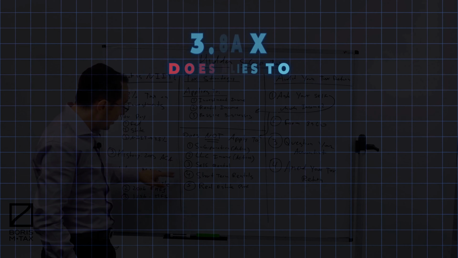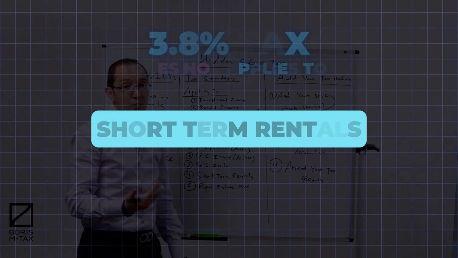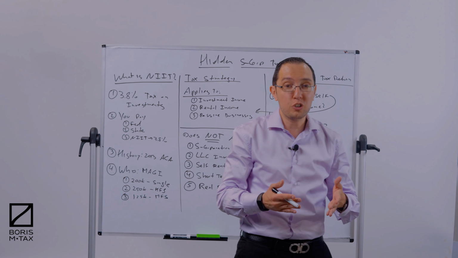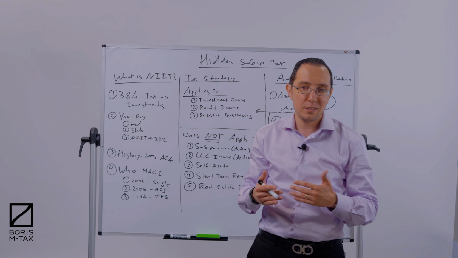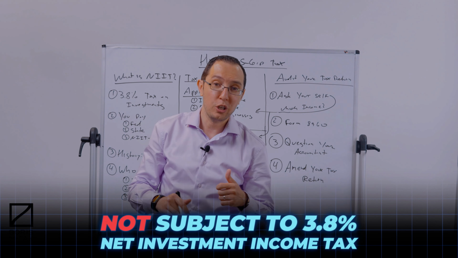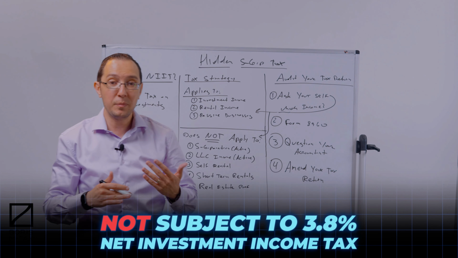Now, let's move on to short-term rentals. If you have a short-term rental, in many cases, if structured properly, it can be classified as an active income. An active income is not subject to the 3.8% net investment income tax.